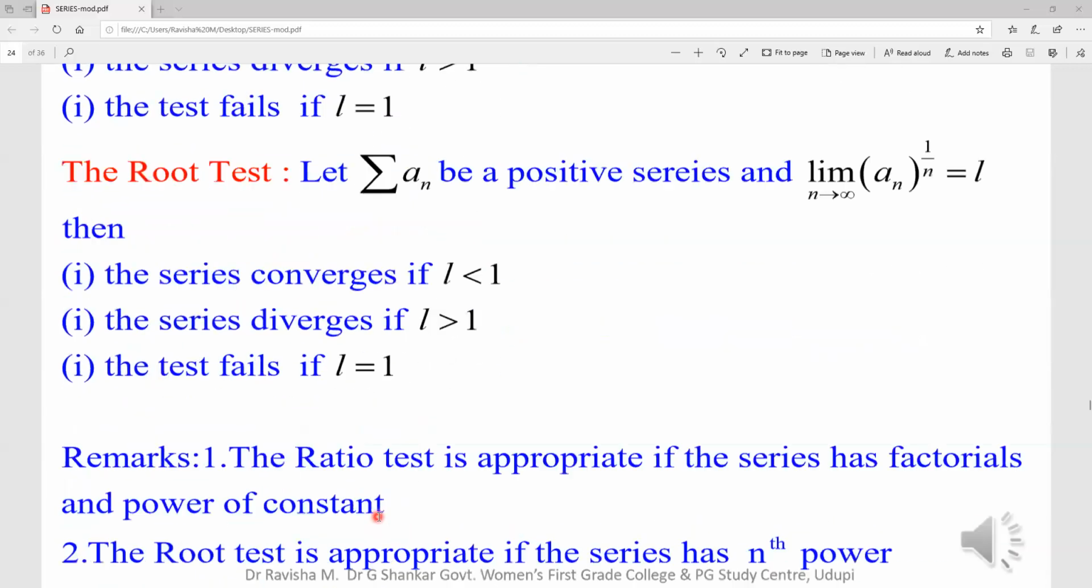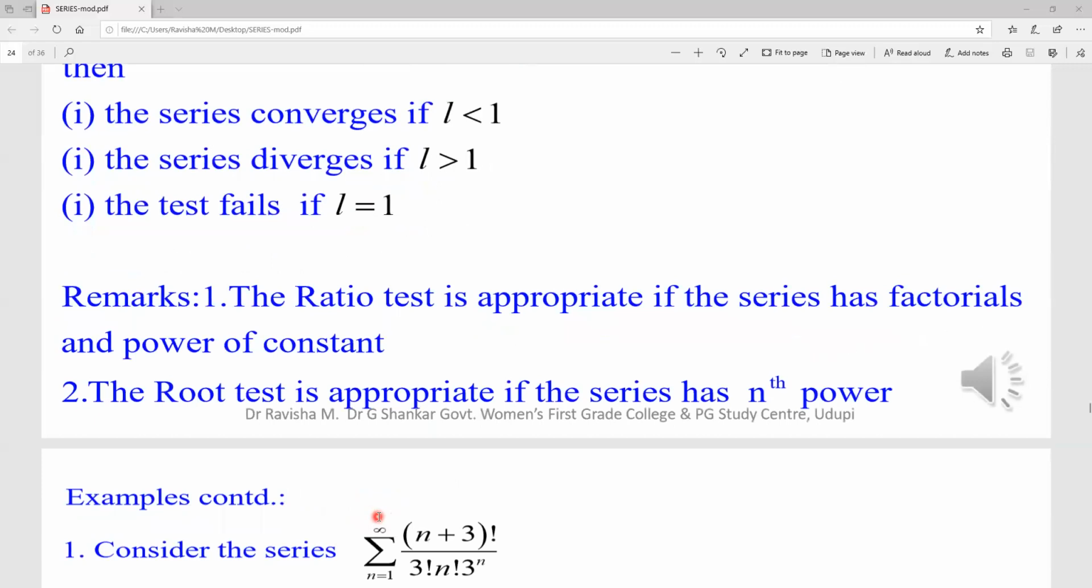So let us move to the remarks on the ratio test and the root test. The ratio test is suitable if the series has a factorial. Suppose the series has a factorial and a power of a constant, then the ratio test is suitable. Suppose the series has an nth power, then you can apply the root test. Let us move to some examples.